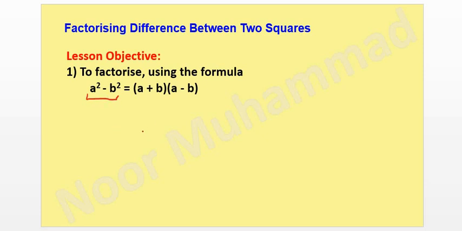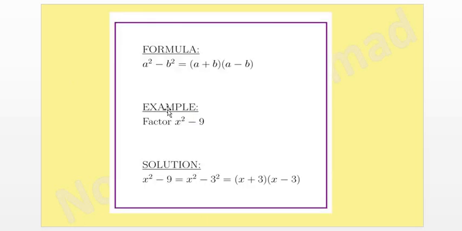For example, it can be 49a squared minus, let's say, b squared. So it means each term will be a square and there will be a difference between the two squares. So how can we factorize when we have a difference between two squares? We can use this formula. Let me explain with the help of an example.